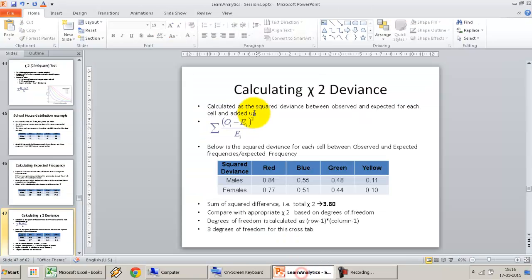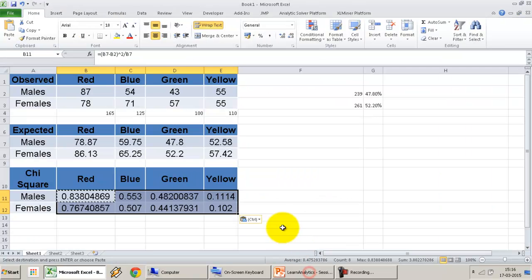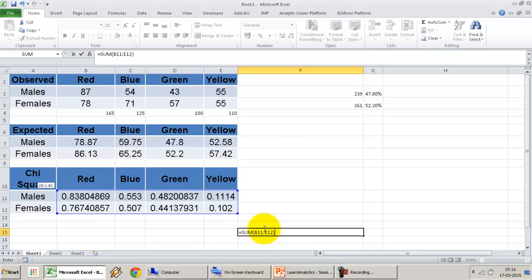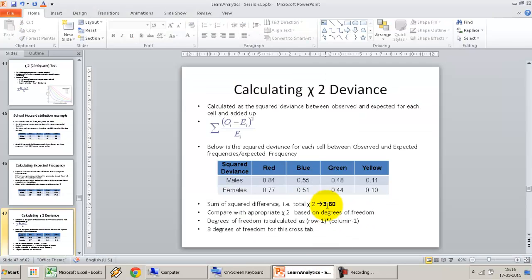And then the chi-square formula says the summation. So the total chi-square deviance coming from my observed versus expected frequency table is 3.80. So the chi-square value is coming out to be 3.80. Now, is this value significant? We can look at the chi-square table and figure out whether this value lies in the acceptance region or the rejection region for this particular distribution.